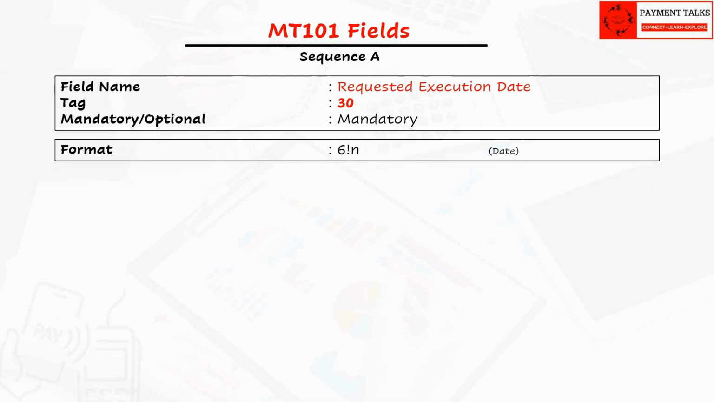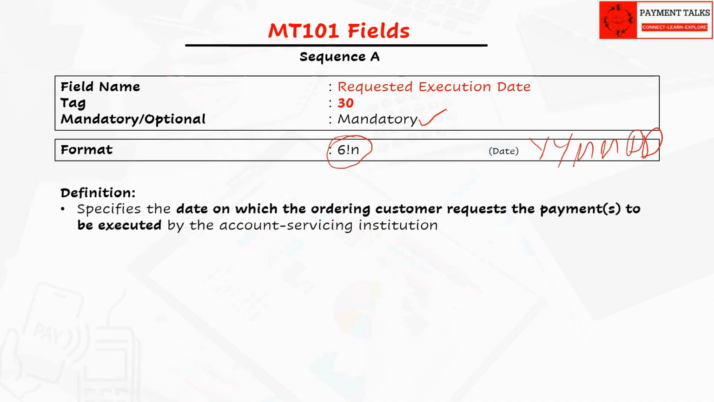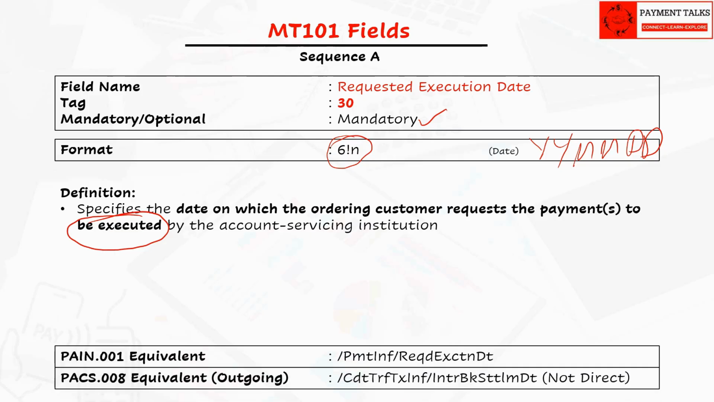This field is mandatory. The format option is that of a date in YYMMDD format. This field specifies the date on which the ordering customer requests the payments to be executed by the account servicing institution. PAIN.001 also has the field with the same name, requested execution date, under payment info, which is at batch level. In MT101, this date is applicable for all the transactions inside the message.